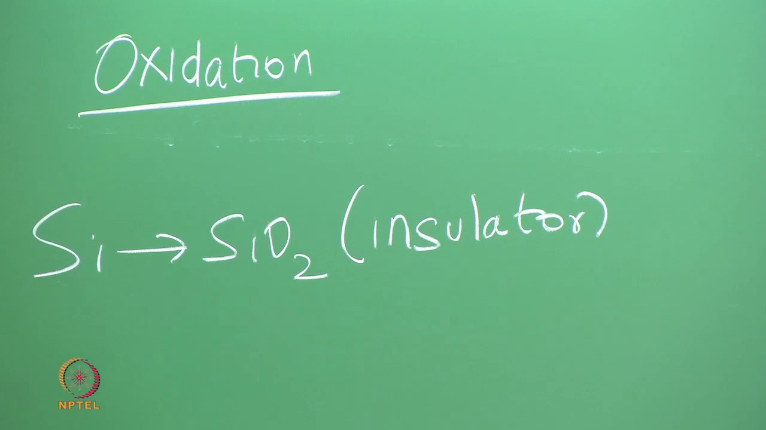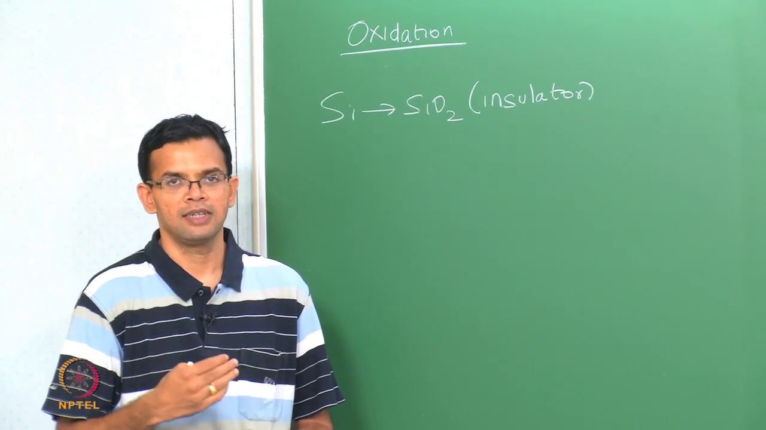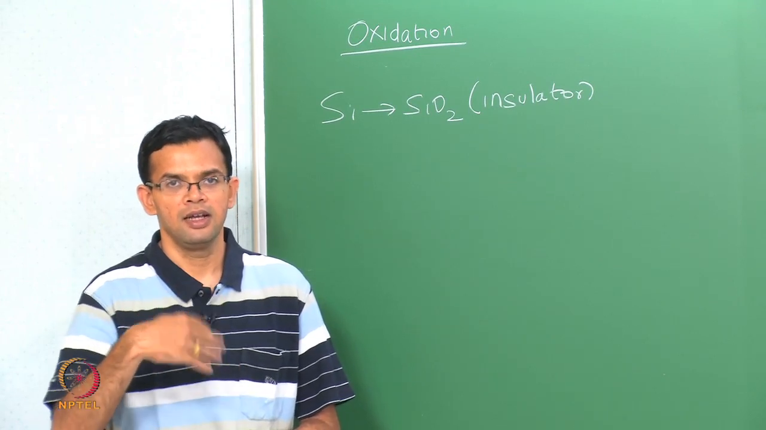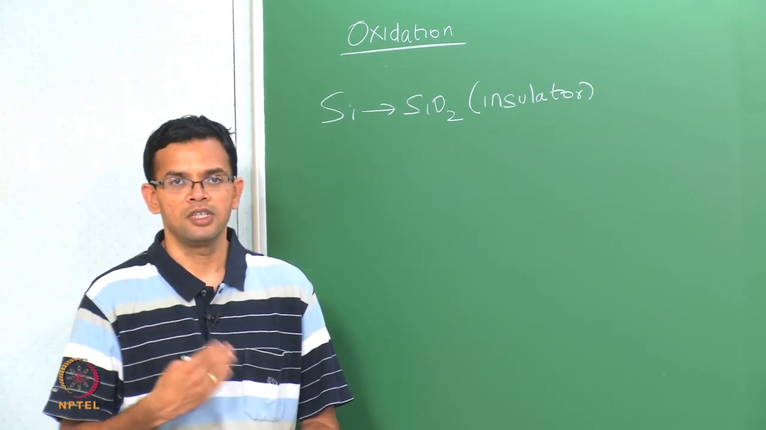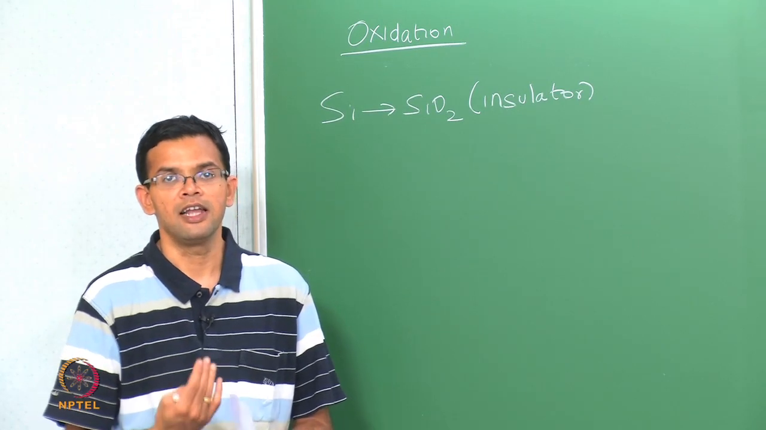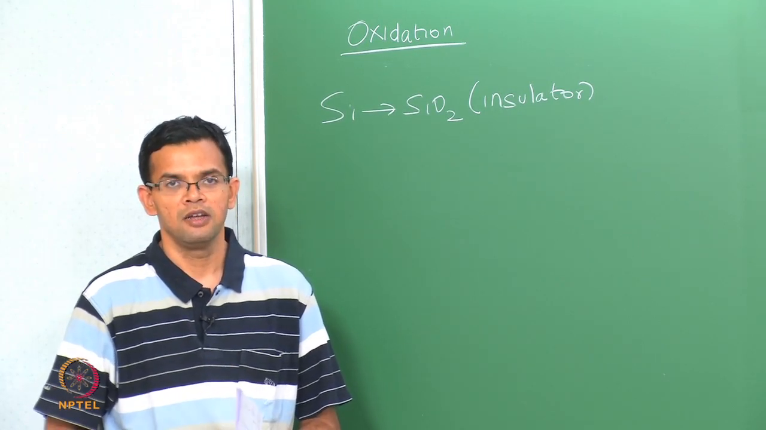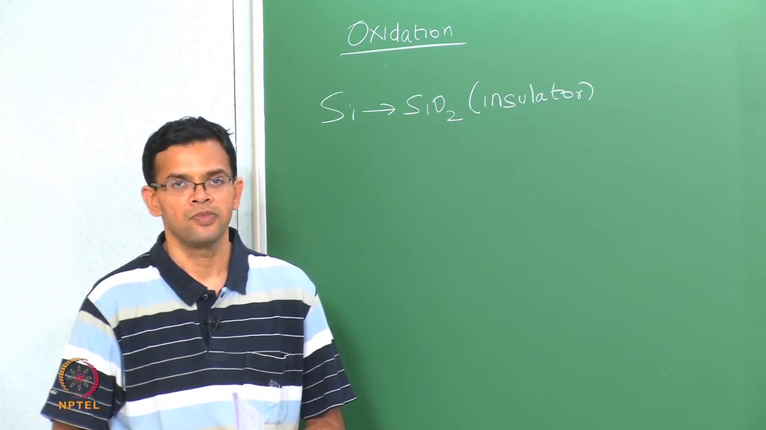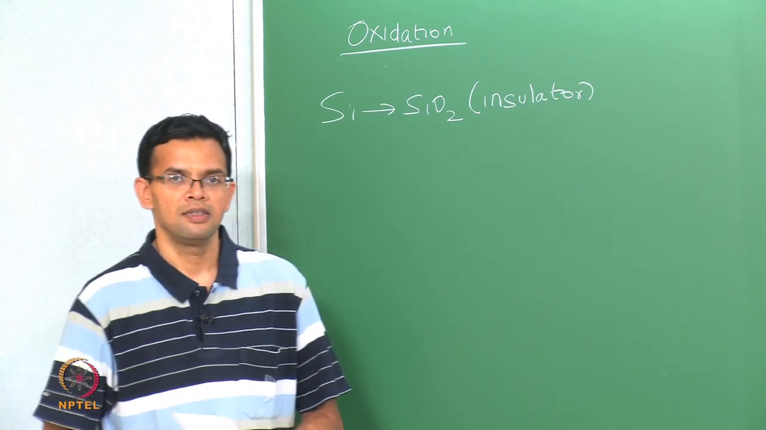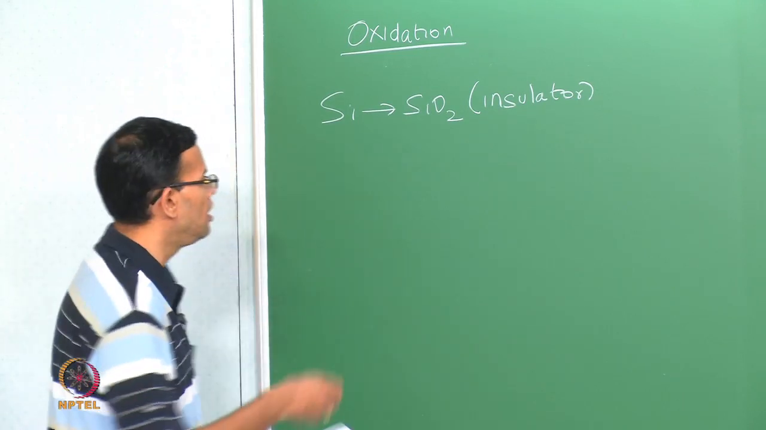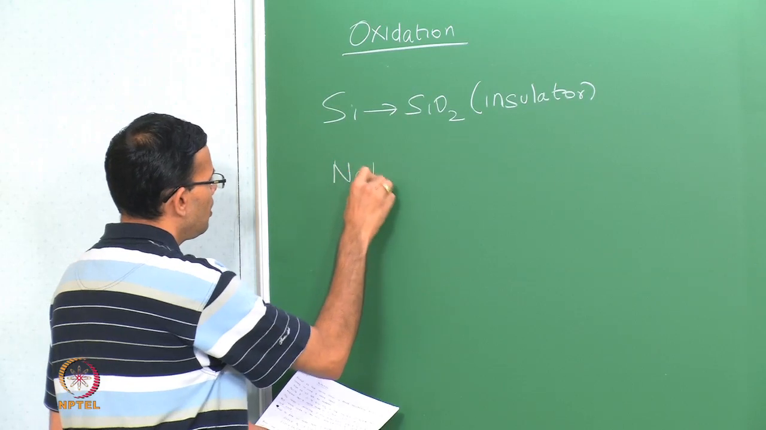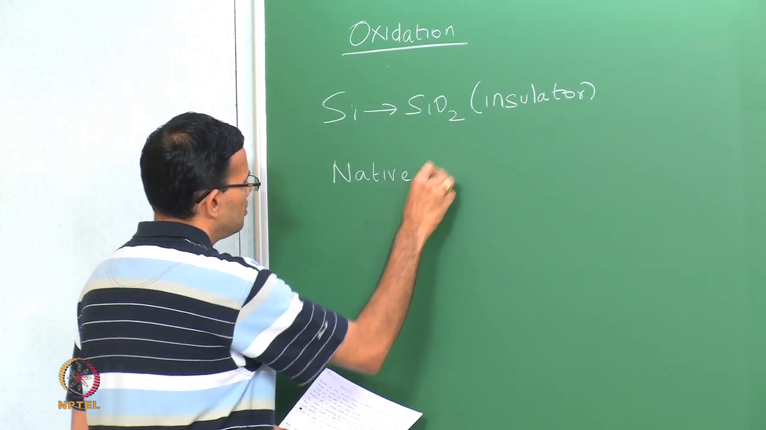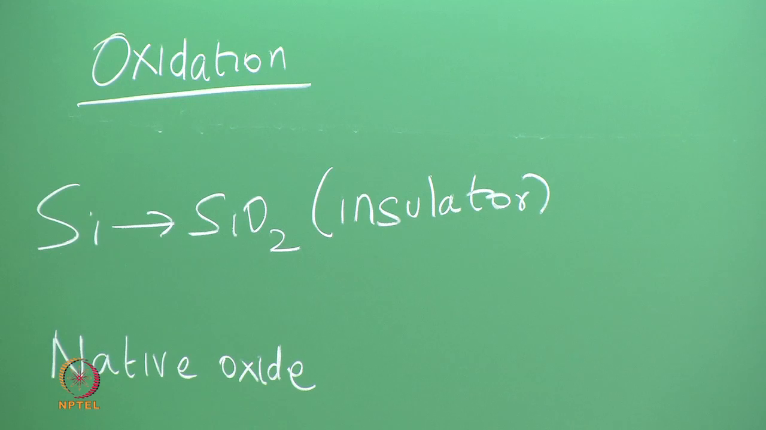SiO2 was used as the original dielectric material for the MOSFETs, so it acts as a dielectric between the gate and the semiconductor. Of course, later with scaling, silicon dioxide was originally replaced with oxynitrides, and finally we have high K dielectrics. When we look at silicon, silicon naturally has a native oxide on the surface. The native oxide has a thickness typically around 3 nanometers.